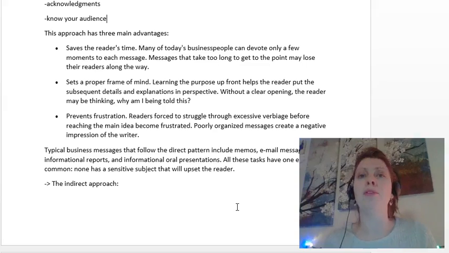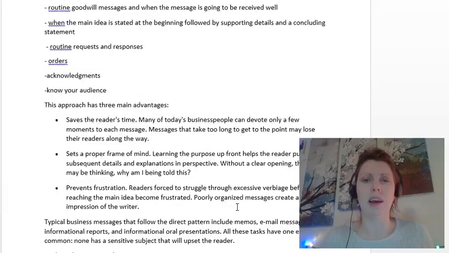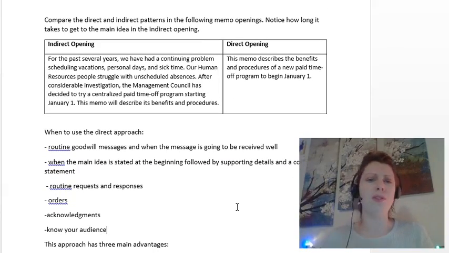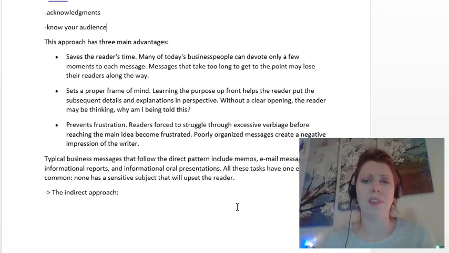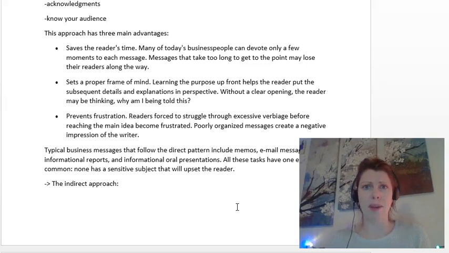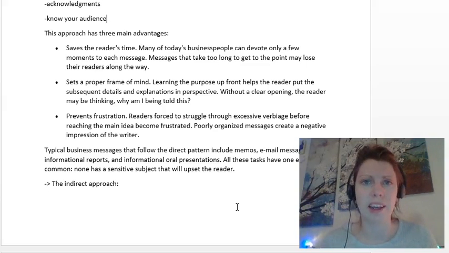It also sets up the proper frame of mind. Learning the purpose up front helps the reader put the subsequent details and explanations into perspective. Let's go back a little bit. If you don't know why they're telling you about issues with scheduling vacations, personal days, and sick time, and they go on and on about this, then you're looking at these details and thinking, oh my goodness, come on, get to the point already. I don't know what they're talking about. It's not in context. So using the direct approach also helps with that.